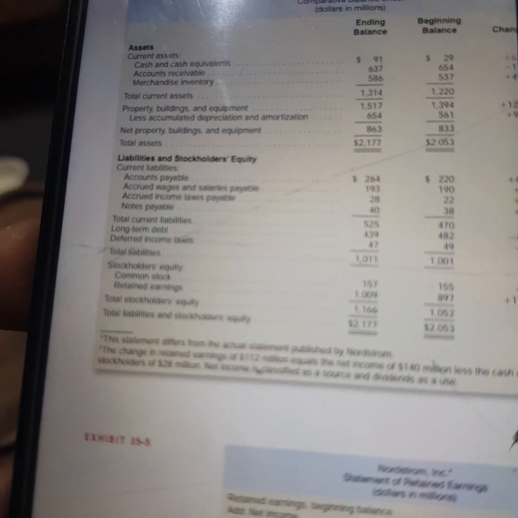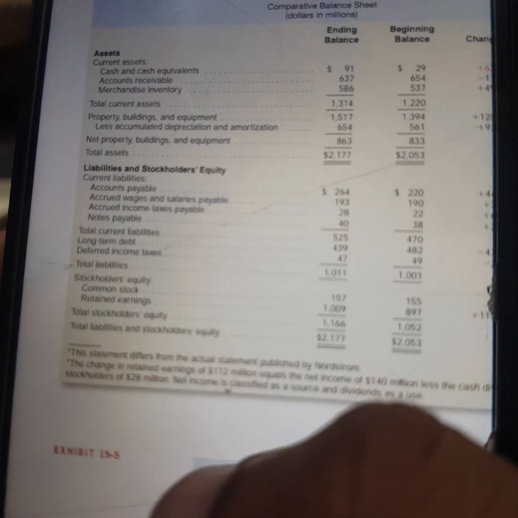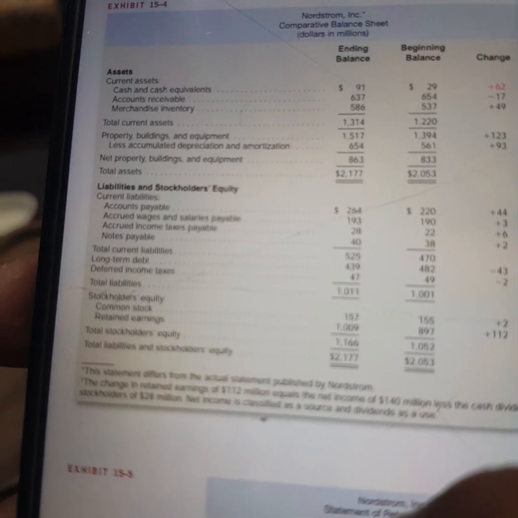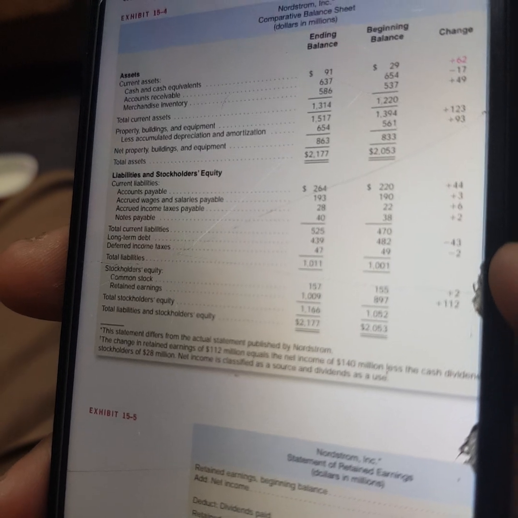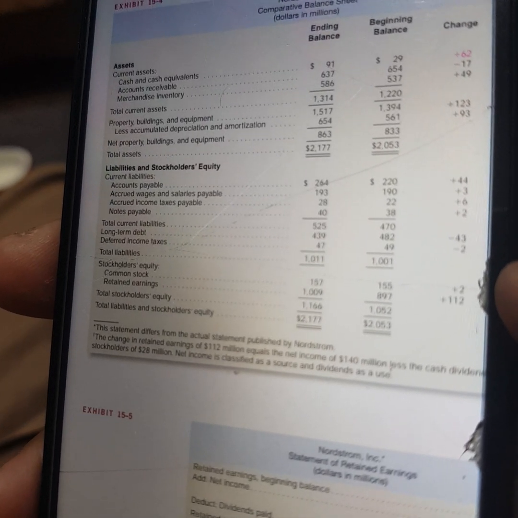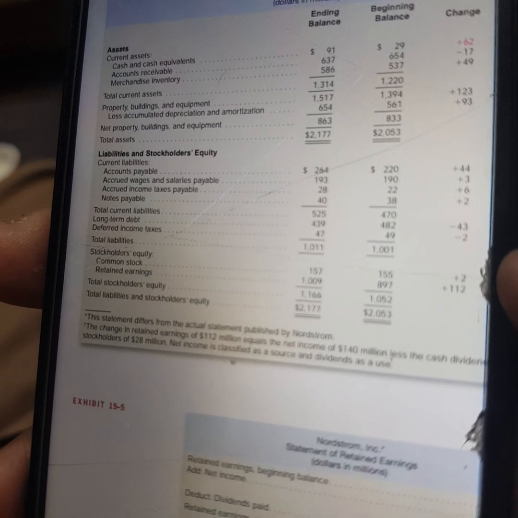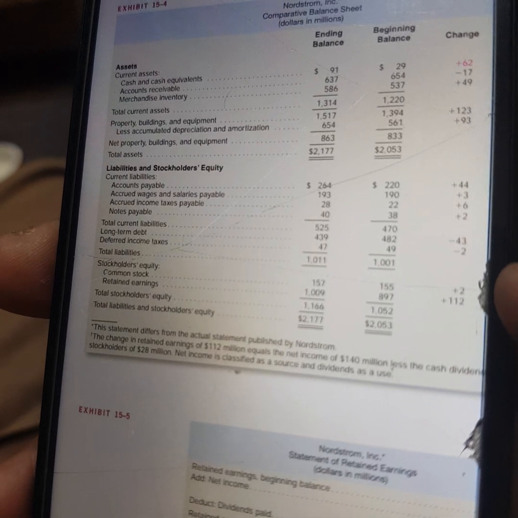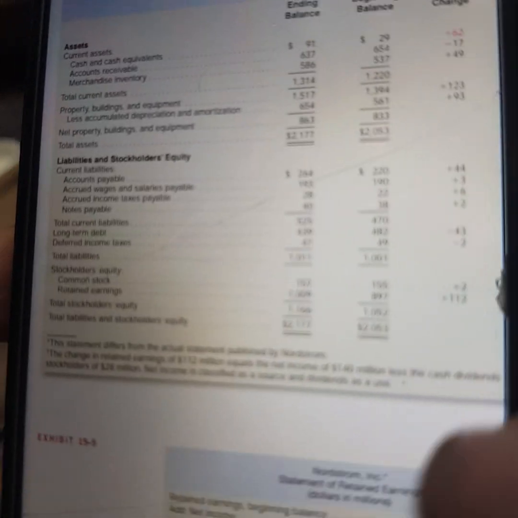In the same way, there are some liabilities like long-term debt and deferred income tax. So total liabilities decreased with minus 2. Our long-term debt declined from 482 to 439, it becomes minus 43. Our deferred income tax declined from 49 to 47, a minus 2 change. It will be a use, because we are paying off the money, so it will be non-beneficial for us.